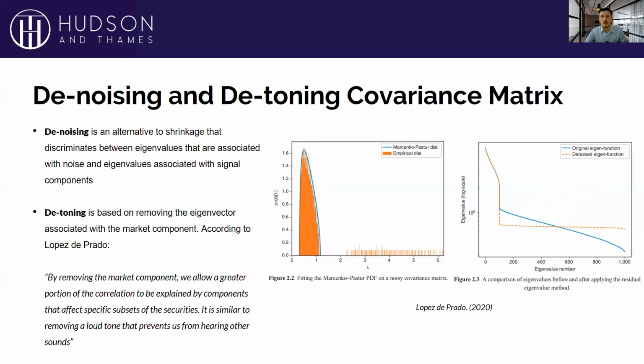loud tone. But after the detoning, the resulting covariance matrix wouldn't be applicable to the standard portfolio optimization methods, such as mean variance optimization, since it would be a singular matrix. We've basically removed one or more eigenvectors and eigenvalues. But this is a good tool to be used for clustering-based portfolio optimization methods or in just clustering.